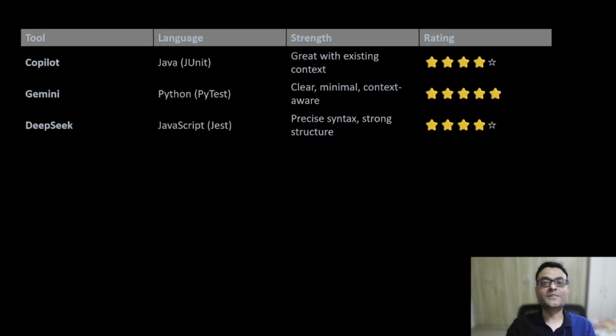Let's compare the results quickly. Copilot, which we used for the Java use case, was great with existing context. Gemini, which we used for Python, was clear, minimal, and context aware. While DeepSeek, which we used for the JavaScript use case, had precise syntax and strong structure. All three tools handled unit testing really well, but Gemini wins in code clarity and adaptability, especially for functional testing.